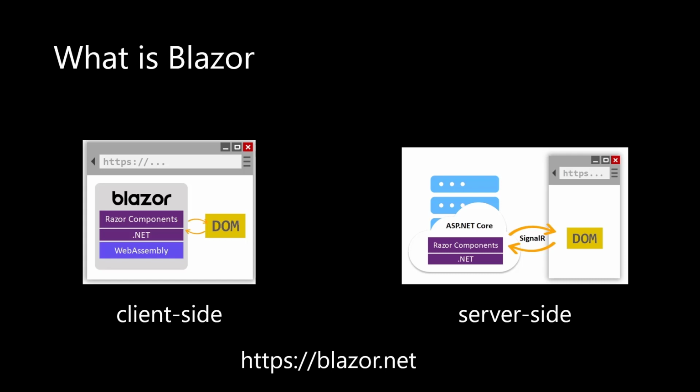Blazor can run client-side C# code directly in the browser using WebAssembly. Because it's real .NET running on WebAssembly, you can reuse code and libraries from server-side parts of your application. Alternatively, Blazor can run your client logic on the server. Client UI events are sent back to the server using SignalR. Once execution completes, the required UI changes are sent to the client and merged into the DOM. For more information, check out the URL on the bottom, blazor.net.